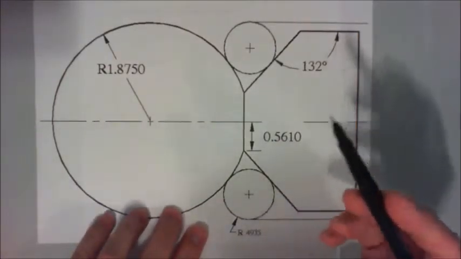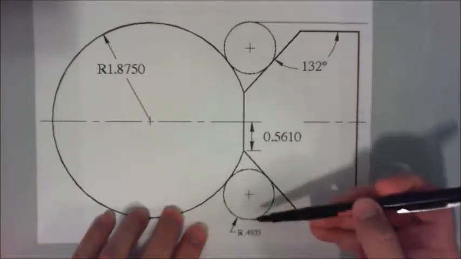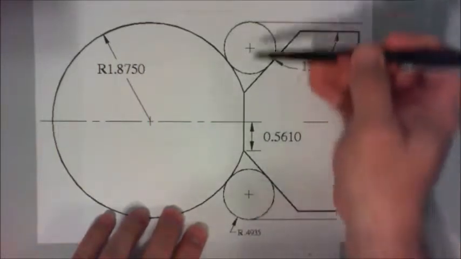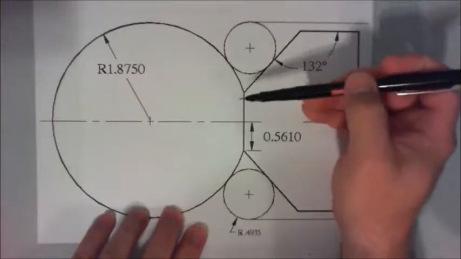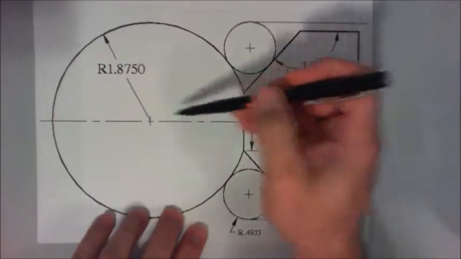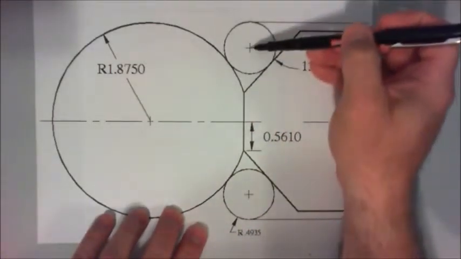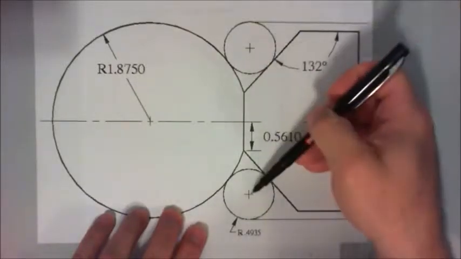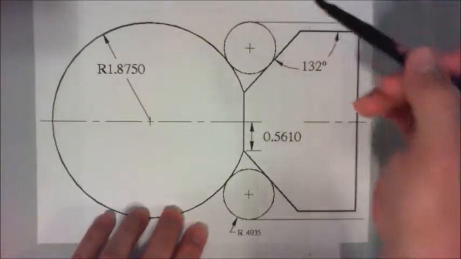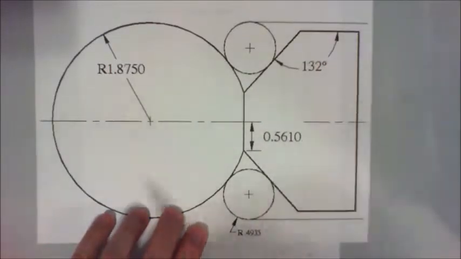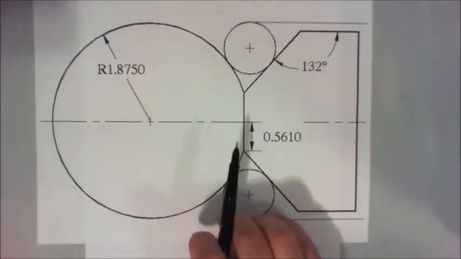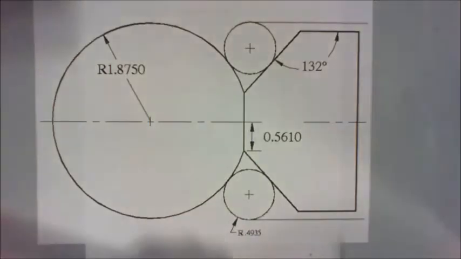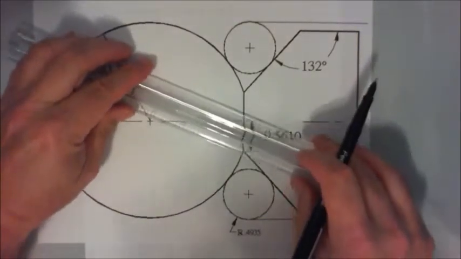What we want is the distance from here to here, but what we're going to do is find the distance from this center line to the center of this circle. Then from there we'll double that and then double the radius, and that'll be the overall length. There is a series of complex small triangles in here.